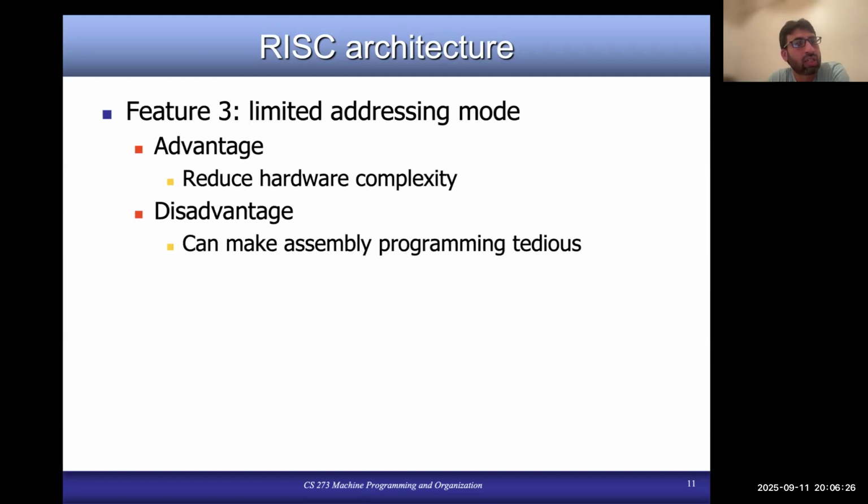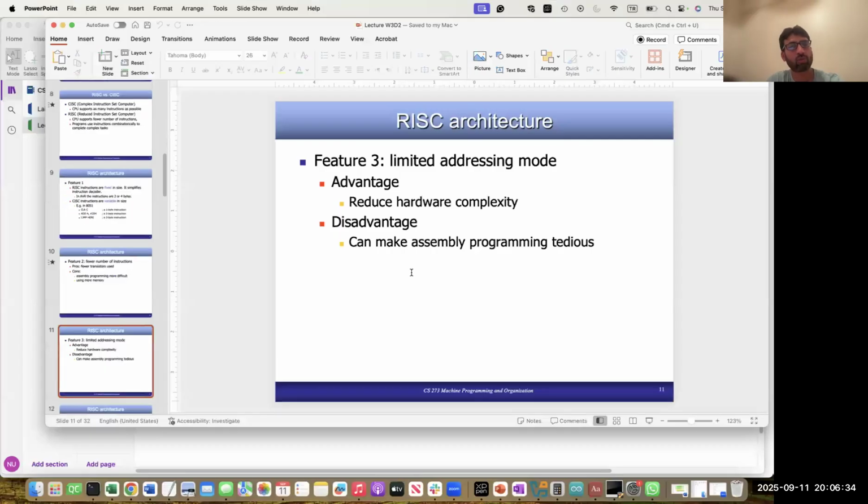Another feature is that you have limited addressing modes in the RISC. What is an addressing mode in the first place? The addressing mode is basically how you can specify the address of a memory location which you want to access in an instruction, right?